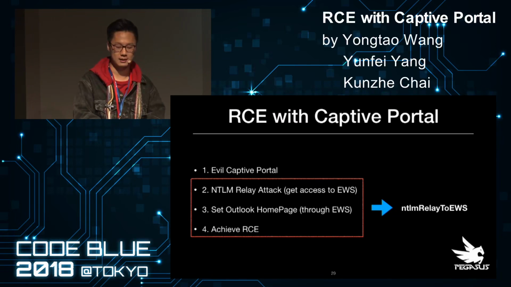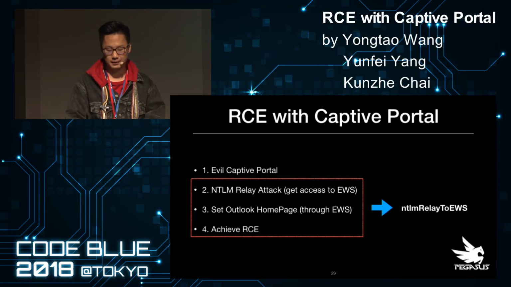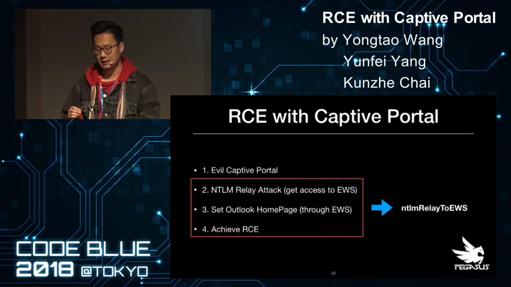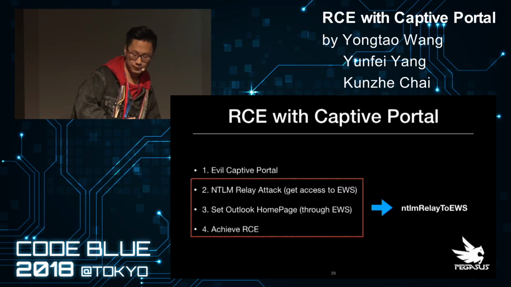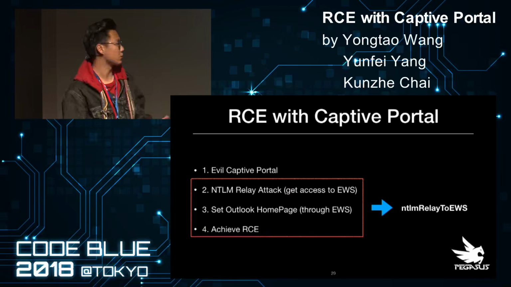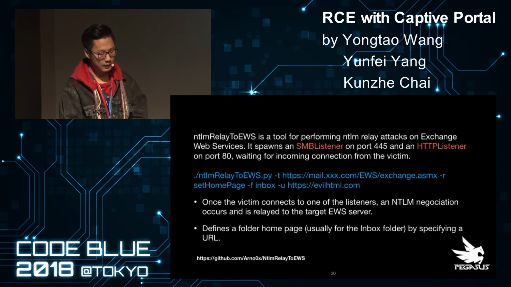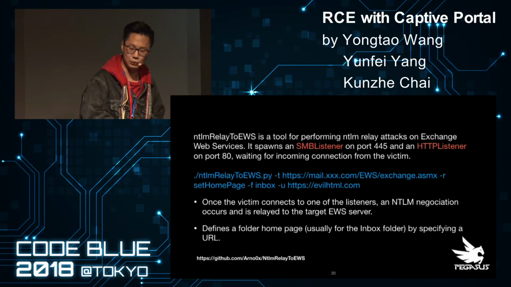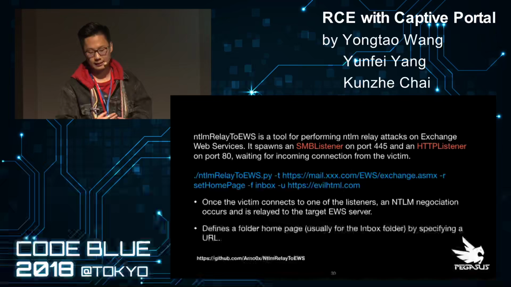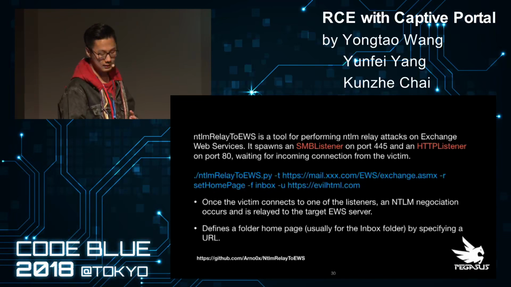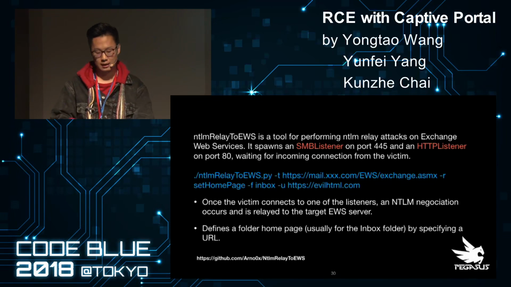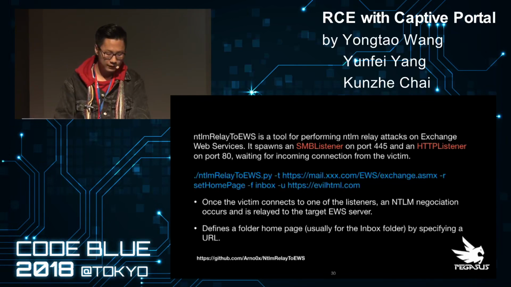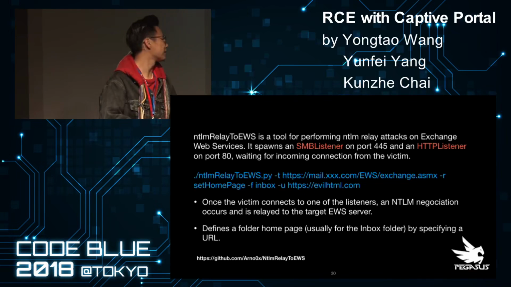And four, achieve RCE. Before we planned to implement the code, we found there is an open source tool named NTLMRelayToEWS that can help us do the last three steps. NTLMRelayToEWS is a tool for performing NTLM relay attacks on Exchange web servers, and it spawns an SMB listener on port 445 and an HTTP listener on port 80, waiting for incoming connections from the victims.